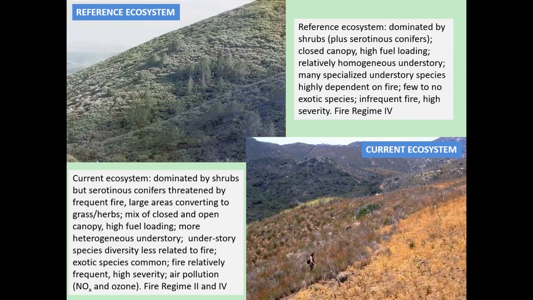understory, a lot of specialized understory species highly dependent on fire, infrequent fire, high fire severity. Right? The current ecosystem is not that different in general. However, there are places where serotinous conifers are threatened by too frequent fire, or obligate seeder cedars are threatened by too frequent fire. Large areas are converting to grass and herbs. It's a mix of closed and open canopy, high fuel loading still, a little more heterogeneous. There are a lot of exotics, and you've got a lot of other issues that I'm not talking about. Air pollution issues, invasive species issues, all sorts of stuff goes on. But the system still largely burns the way that it always did.